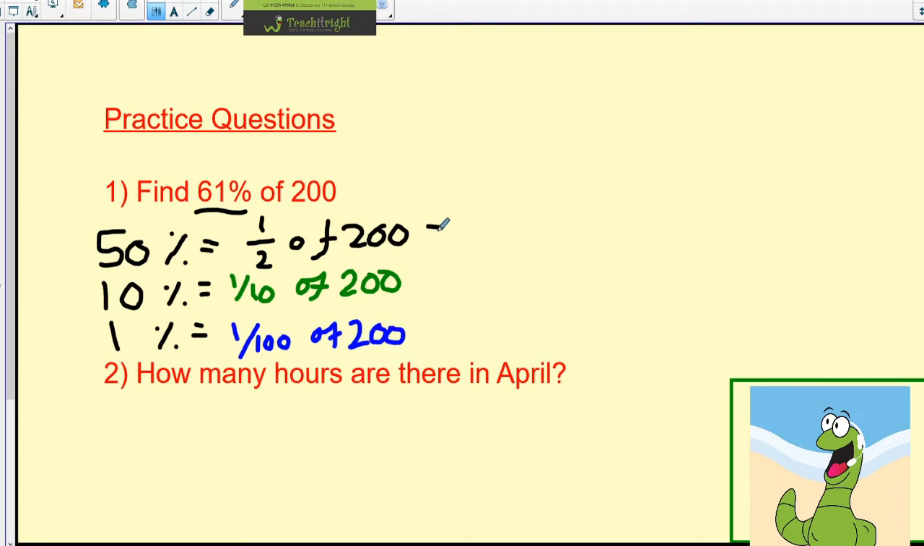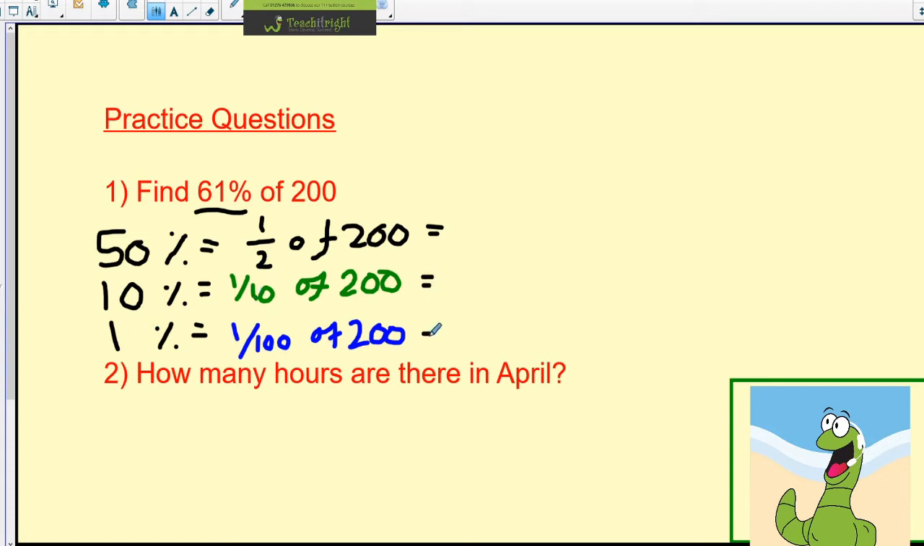And so the key learning point here, and this really is the bit that matters, is that I would recommend learning these conversions. It's a nice way to work it out and understand where it comes from. It's 50%, which is 50 out of 100, half. But really, I would just memorize 50% of something is half. 10% is dividing by 10, or a tenth. And 1% is dividing by 100.